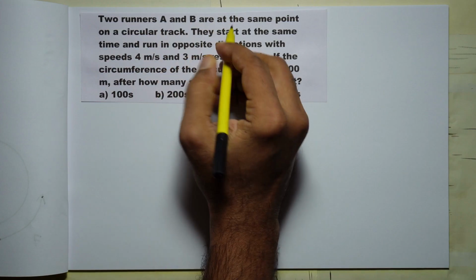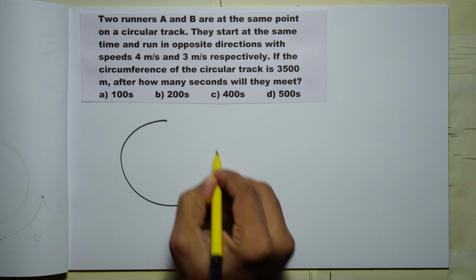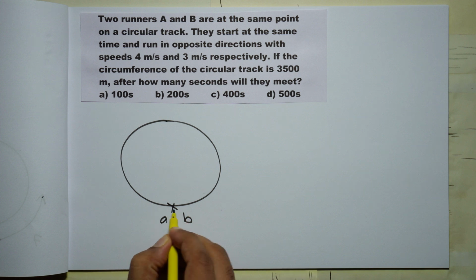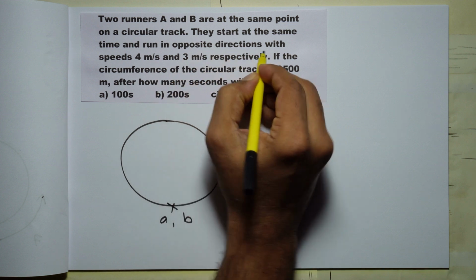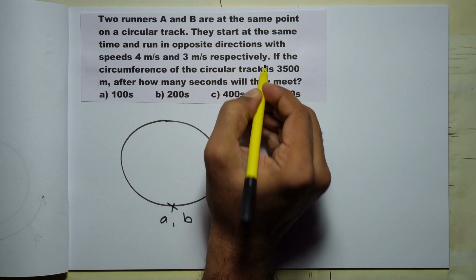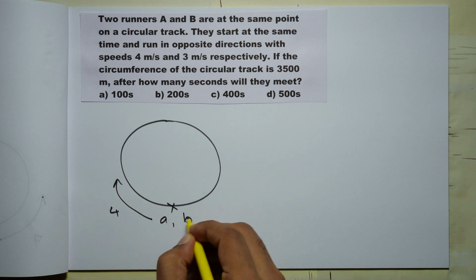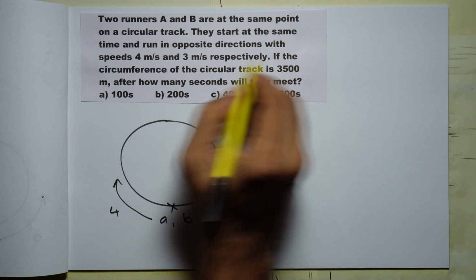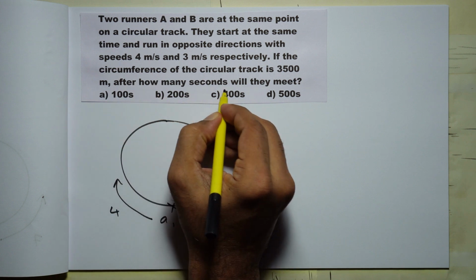Two runners A and B are at the same point on a circular track. So we have a circular track like this. Assume that this is the starting point. Now A and B are at the same point on a circular track. They start at the same time and run in opposite directions with speeds 4 meters per second and 3 meters per second respectively. So we will assume that A is running in this direction. A's speed is 4 meters per second and B is moving in this direction. His speed is 3 meters per second. If the circumference of the circular track is 3500 meters, after how many seconds will they meet?